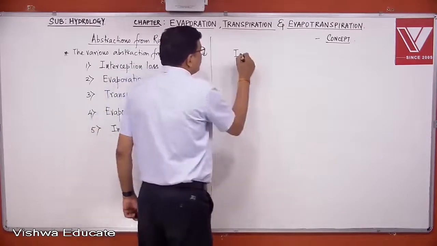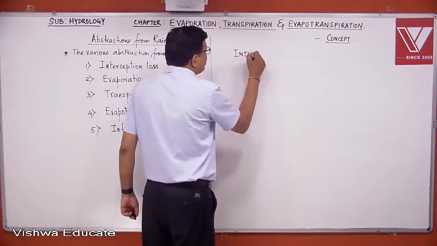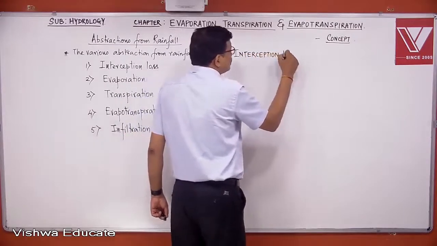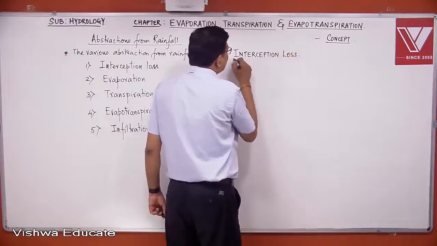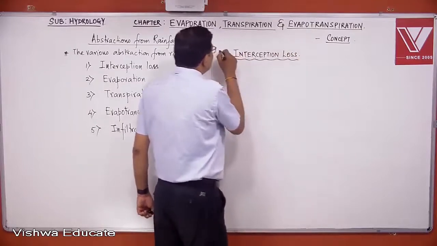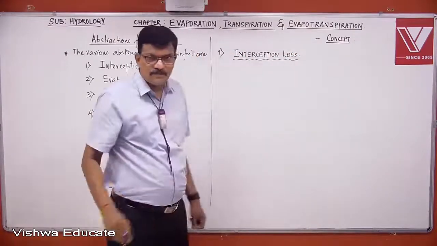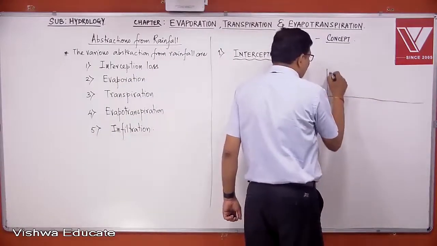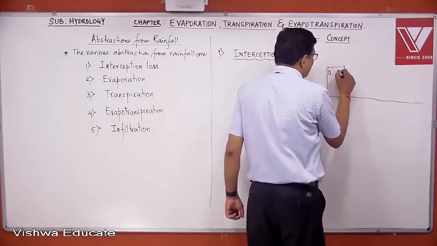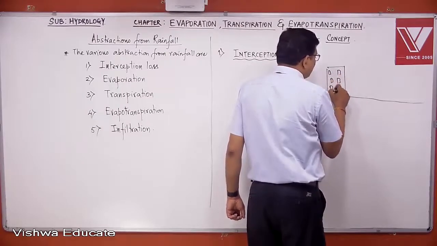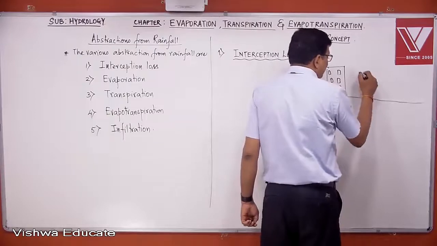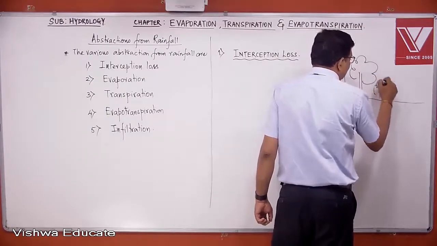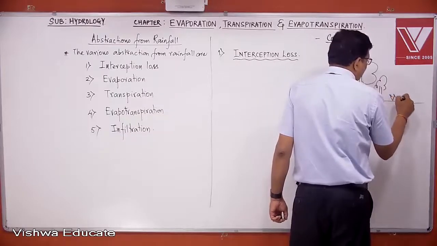Let us know what is interception loss. What happens is, on the ground we have a lot of buildings. Okay, we have buildings, and we have trees, we have vegetation.